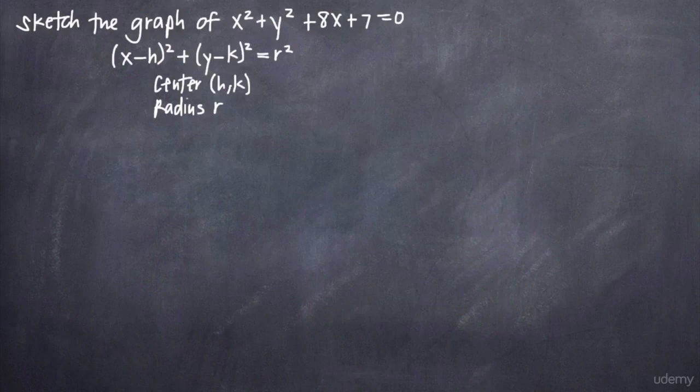In this particular problem, we've been asked to sketch the graph of x squared plus y squared plus 8x plus 7 is equal to 0.